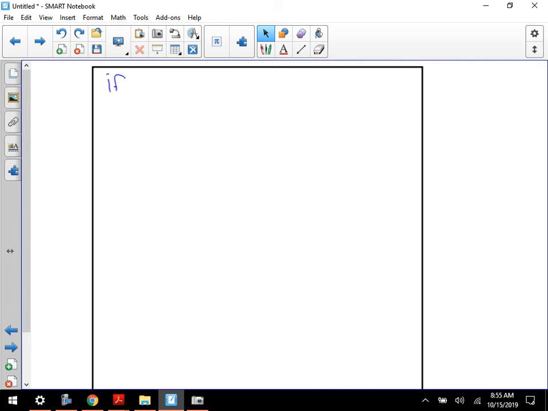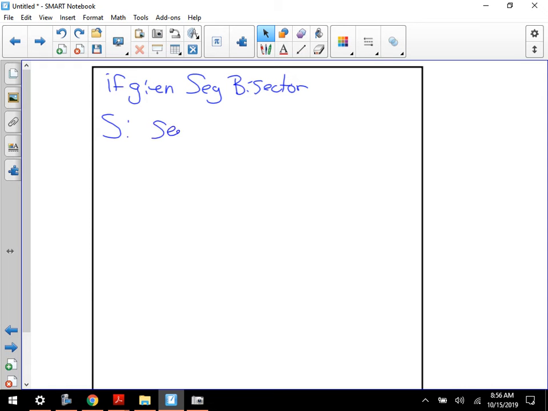So if given a segment bisector, we're going to state segment congruent segment. The reason: definition of a segment bisector.